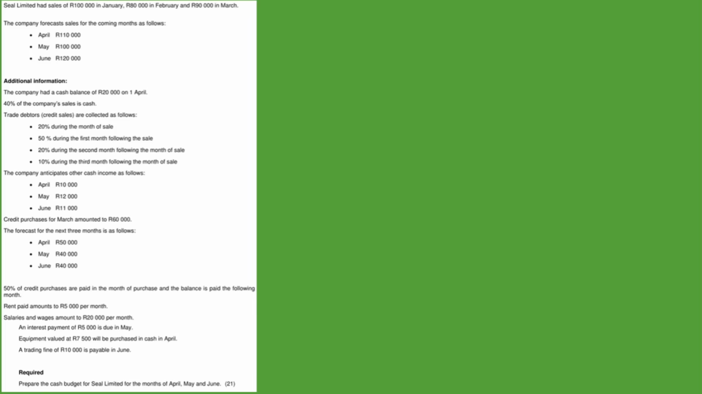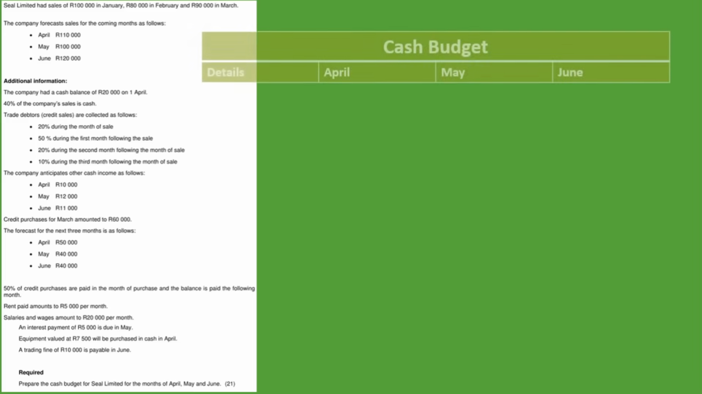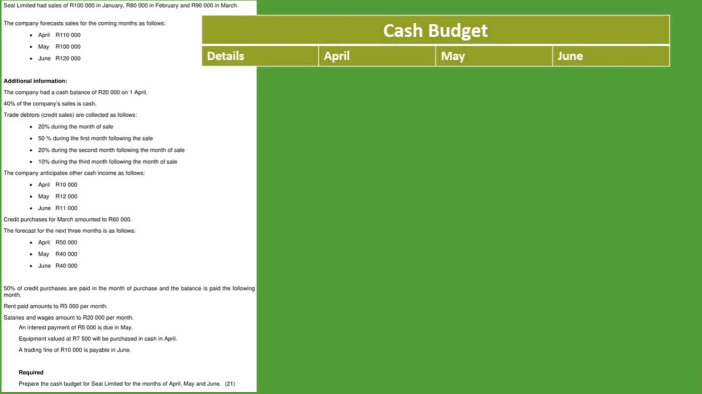So how do we do the cash budget? This is the table that we're going to use. We have a table, it's written cash budget. We have the details on the left, and we have our 3 months on the right, April, May, and June. What is the first thing that we do when we look at the cash budget? We will have our opening balance. So what is our opening balance? So let's add opening balance there, and let's look down here.